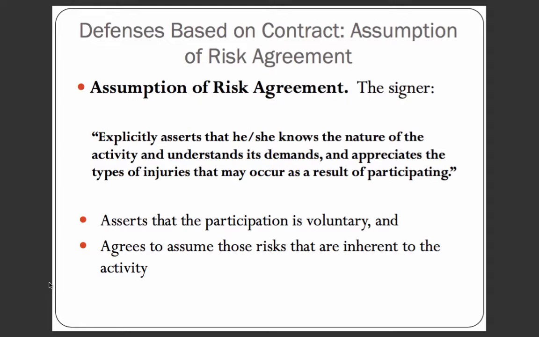We also have contracts such as the assumption of risk agreement, which just has language in here that says that the signer explicitly asserts that he or she knows the nature of the activity and understands its demands, and appreciates the types of injuries that may occur as a result of participating. Again, it's just a way to establish that the other side understands the risks and they appreciate the risks of that activity, and because of that, there's a potential defense to negligence that the other signing party can fall back on.